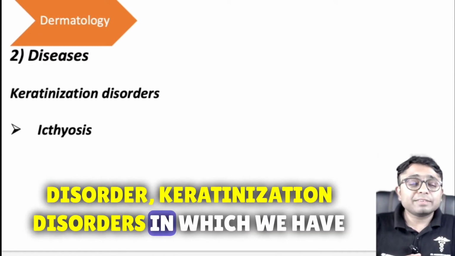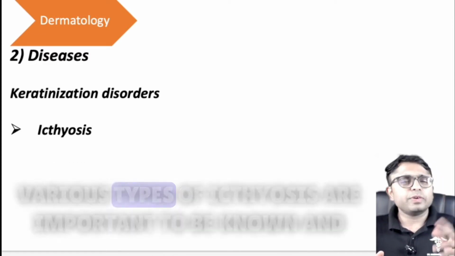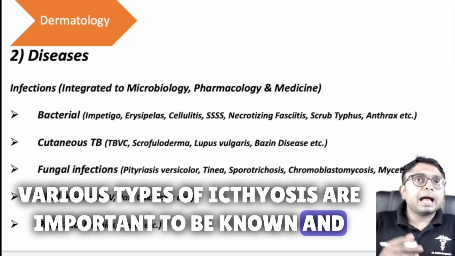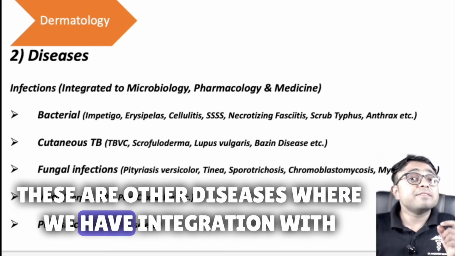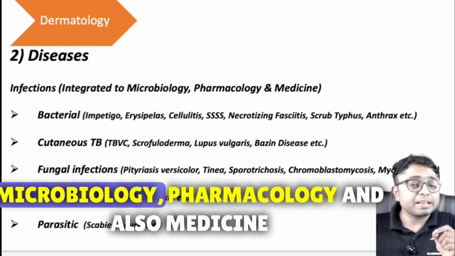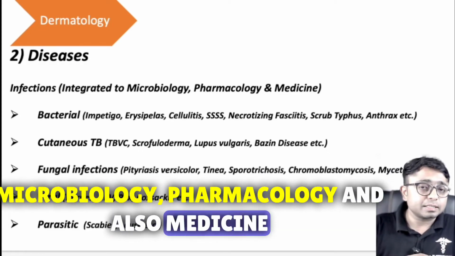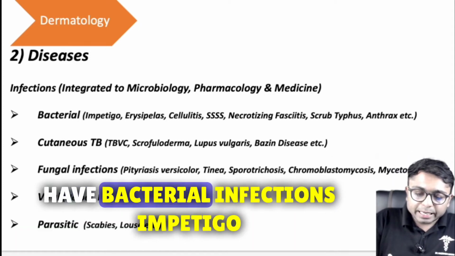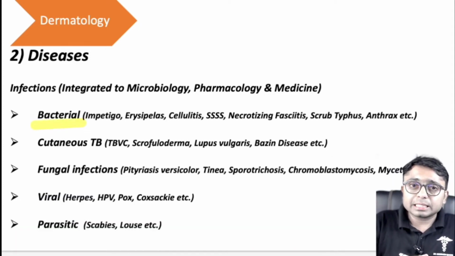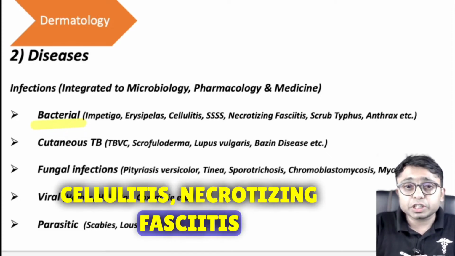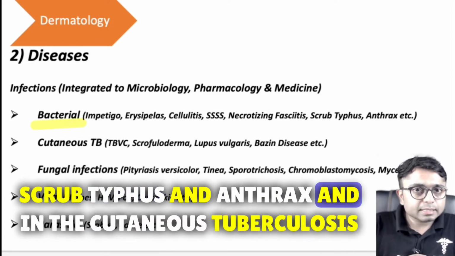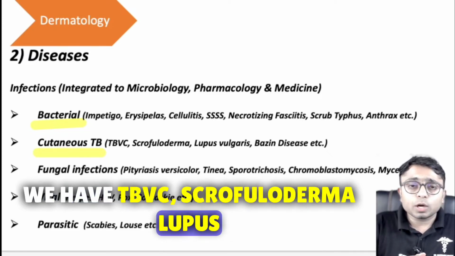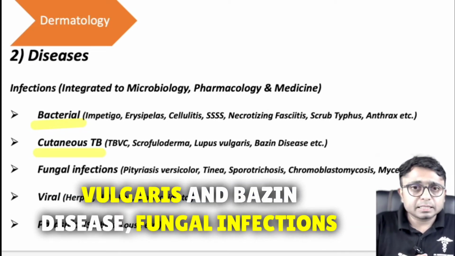Keratinization disorders in which we have ichthyosis. Various types of ichthyosis are important to be known. And these are other diseases where we have integration with microbiology, pharmacology, and also medicine. So there are various infections. Like for example, we have bacterial infections: impetigo, erysipelas, cellulitis, necrotizing fasciitis, scrub typhus, and anthrax. And in the cutaneous tuberculosis, we have TBVC, scrofuloderma, lupus vulgaris, and Bazin's disease.